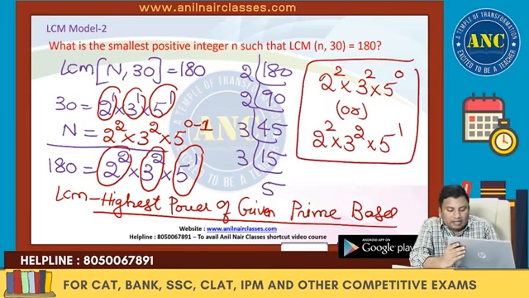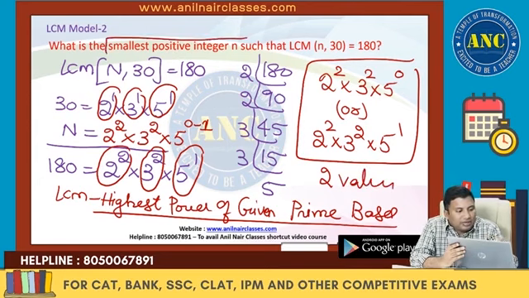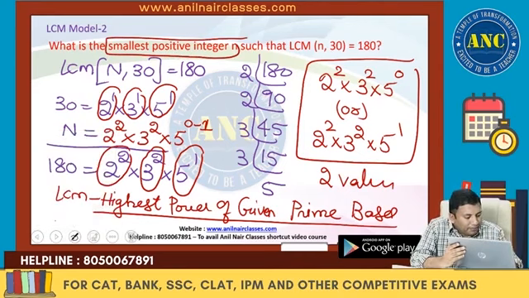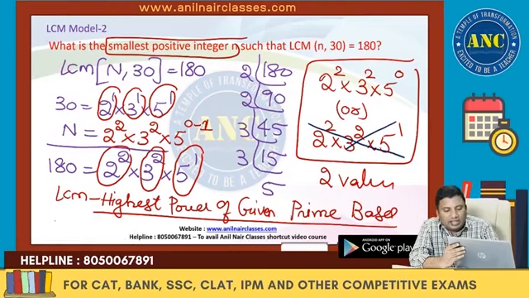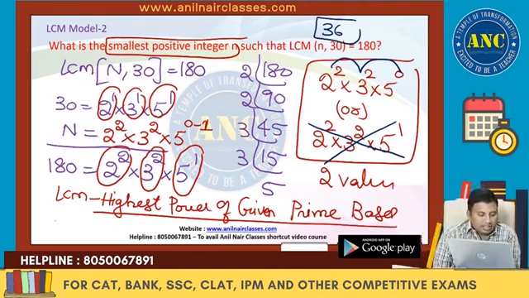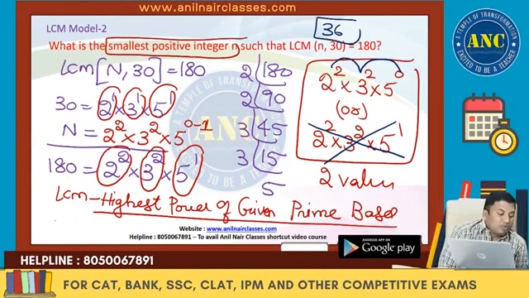Totally how many values can n take? 2 values. But it is the smallest positive integer, so this case is eliminated. 4 9s are 36. So the answer is 36. Idea clear, right? Haritha, we are taking 0 to 24. Why? Because one number has got 2 power 24.